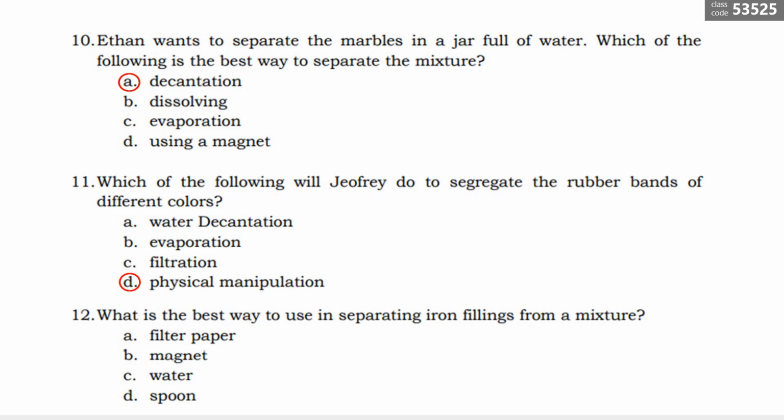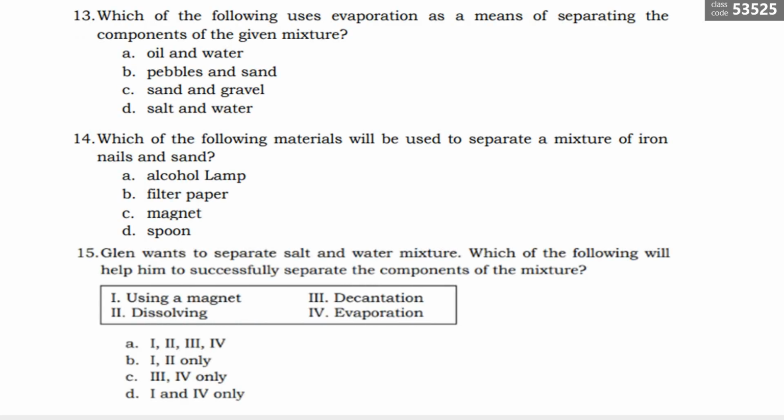Very good. Number 12. What is the best way to use in separating iron filings from a mixture? Is it A. Filter paper, B. Magnet, C. Water, or D. Spoon? Okay. Almost there. The correct answer is by magnet. Very good.